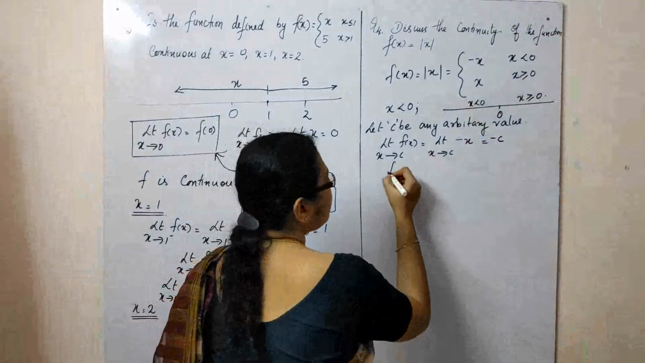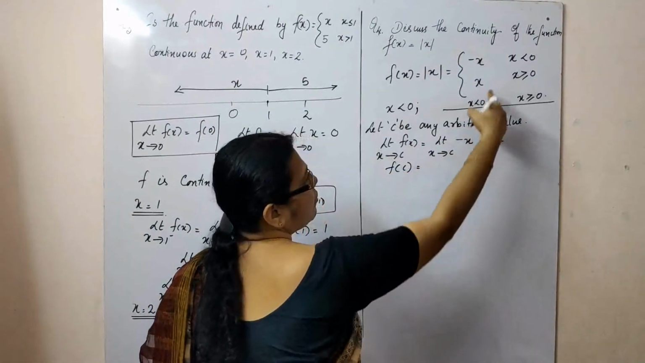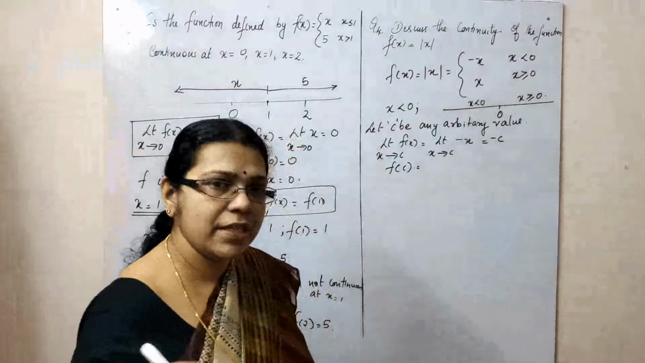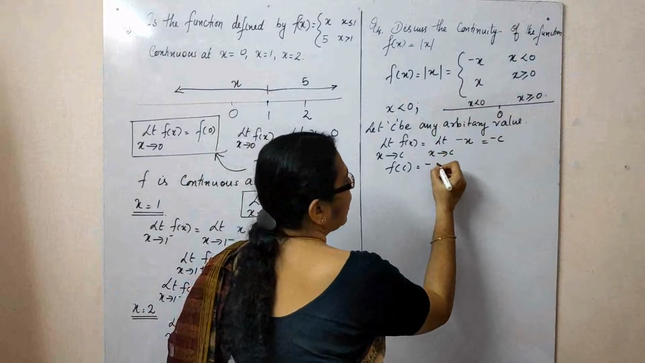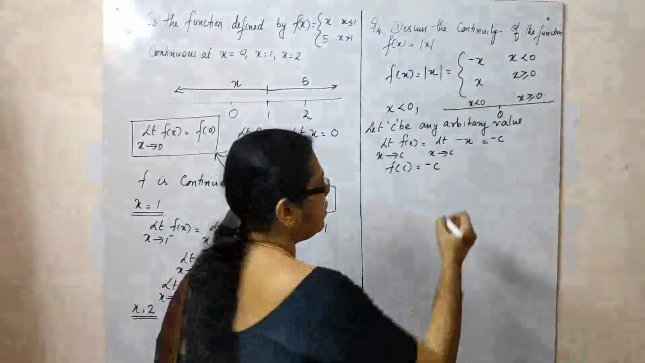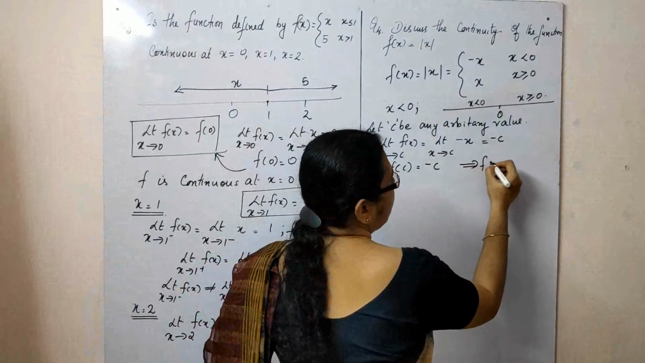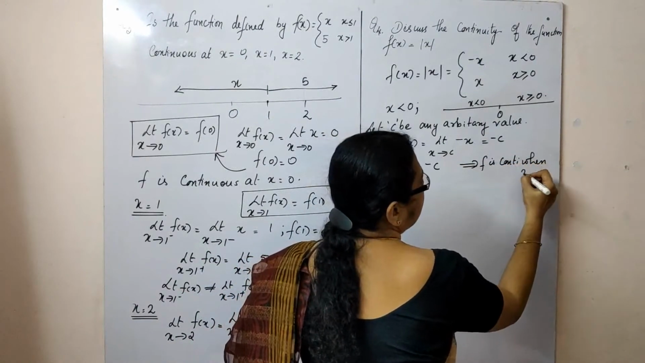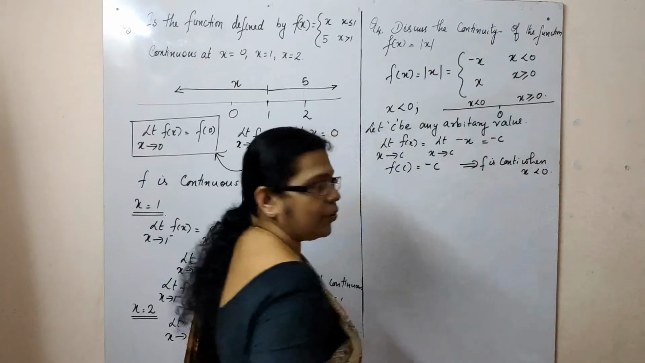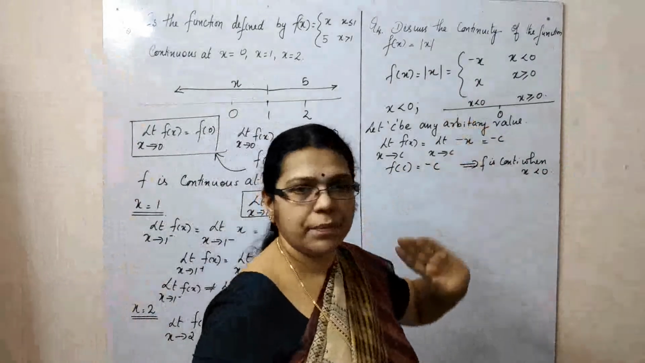Now what about f of c here? What is f of c in this function when the value of x is less than 0? It is minus of x. Now here I get it as minus of c. What does this imply? This implies f is continuous when x is less than 0. So this case is over.